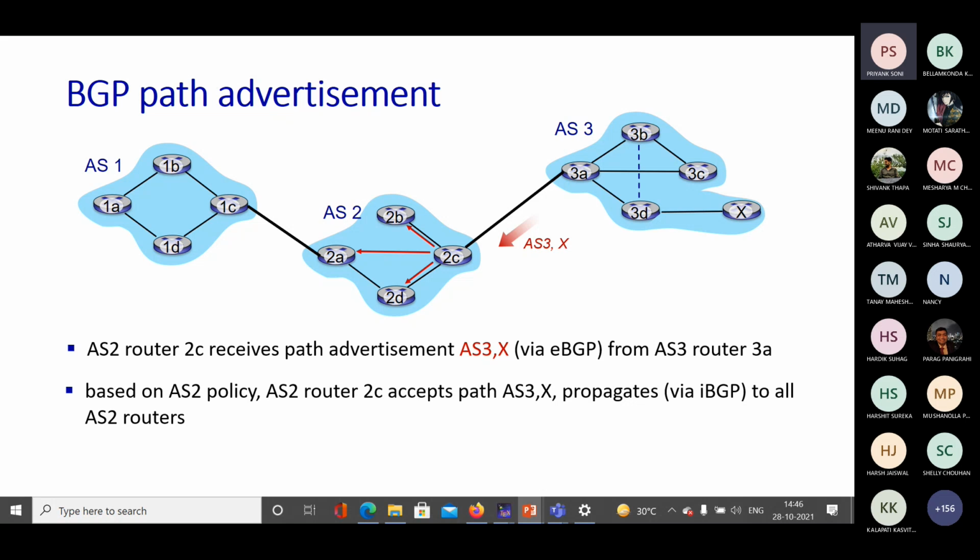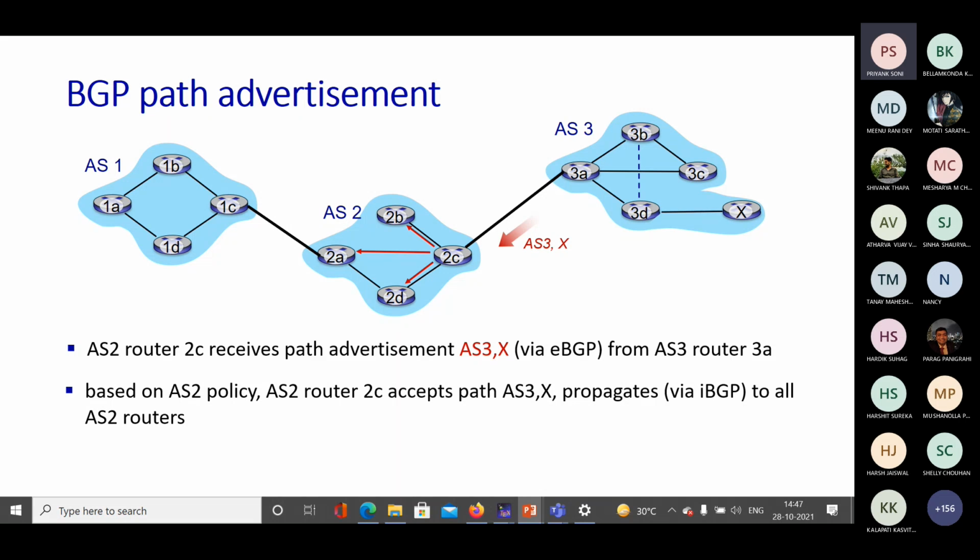Now, when this advertisement is received at 2C, depending upon the policy used in AS2, 2C will take a decision, that is, whether it will accept the path or decline the path. In this example, 2C accepts the path AS3 X, and after it accepts this path, it informs all other routers belonging to this particular AS about this new information that it has received about X, which belongs to AS3. And how is this message propagated? This is propagated via iBGP.